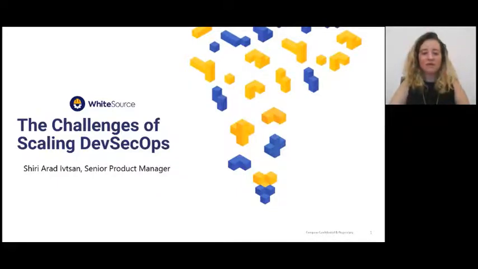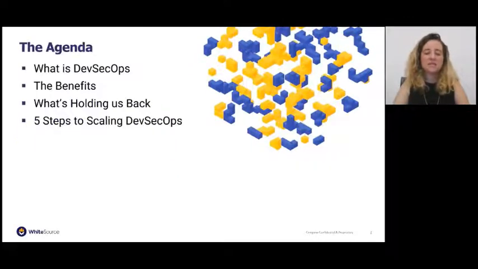So today we're going to discuss the benefits of DevSecOps, how that basically works and what the main items are. And then we'll try to understand what's holding us back. I mean, we see a lot of customers, we see a lot of organizations that are struggling to implement DevSecOps, and we'll discuss some of the barriers to entry in that area. And then we'll try to eliminate what's holding us back one by one. So we'll go through 5 main steps to scaling DevSecOps.